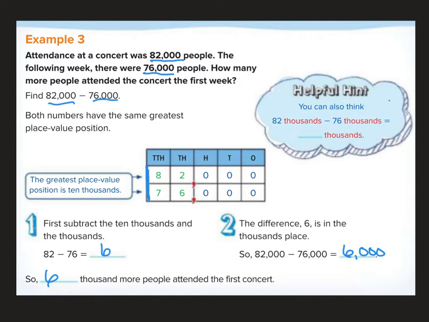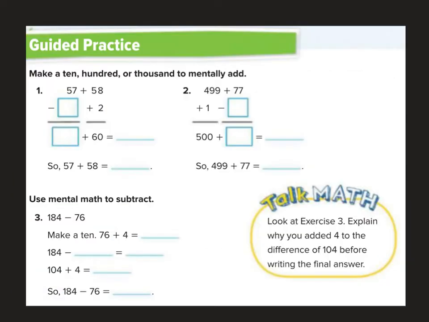Okay, so this is kind of neat too. Look at this. You can also think I have 82,000s minus 76,000s, and I would get my answer is 6,000s. So this is just a different way of thinking in the thousands without getting muddled down with all those zeros, right? So let's keep going. Here's our guided practice. Make a 10, 100, or 1,000 to mentally add.